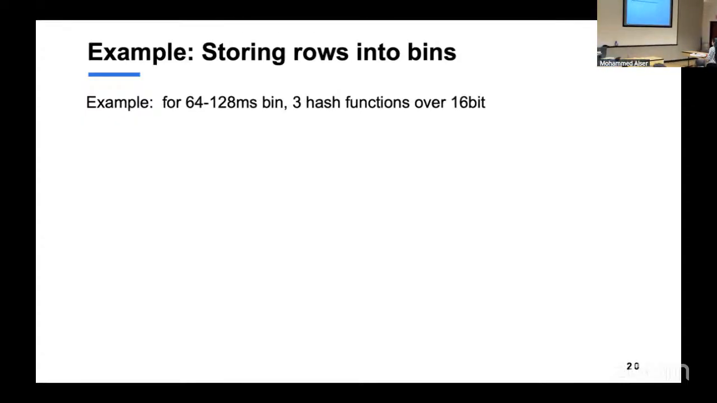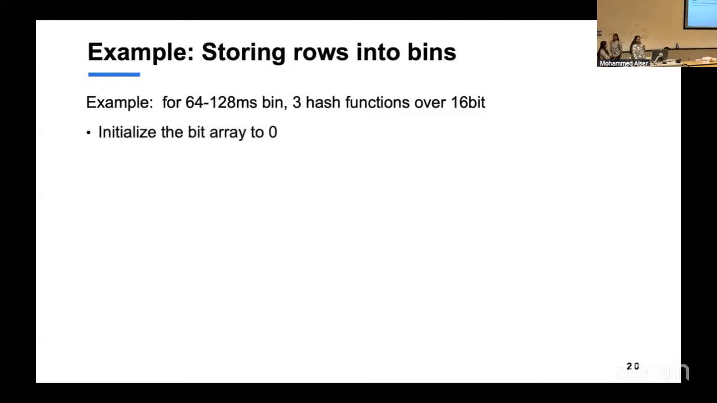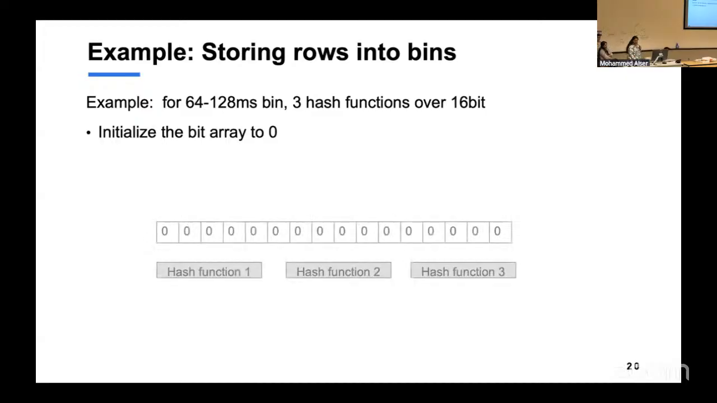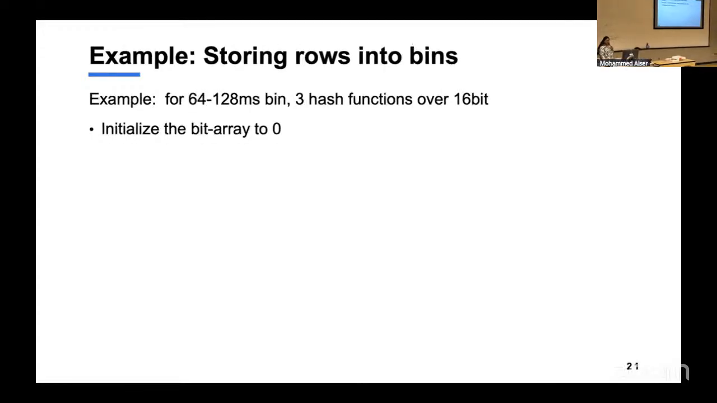In the paper itself, the authors have considered a 64 to 128 milliseconds bin with 3 hash functions over a 16-bit array. The first thing we need to do is initialize the bit array to 0. So we initialize all 16 bits to 0, and we have considered 3 hash functions here.